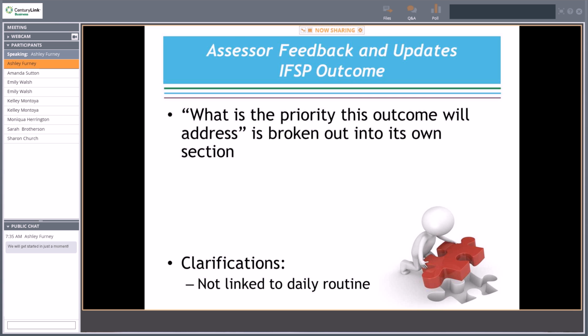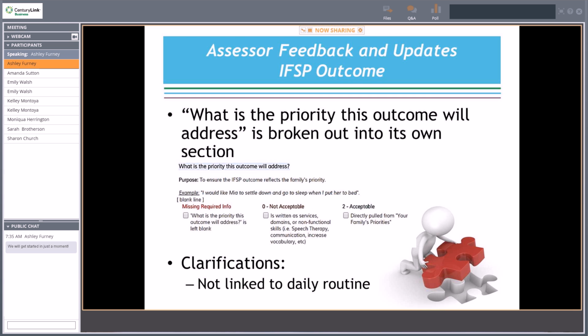Next is the IFSP outcomes page. The first update, the only update, is that we broke out what is the priority this outcome will address into its own section. We mainly want to capture that the priority is directly pulled from your family priorities. We thought this might be helpful because it really just aligns to every single section in the IFSP. We had it kind of built into the number 1 section. So this should align pretty nicely as you're going through and rating the IFSP outcome section.